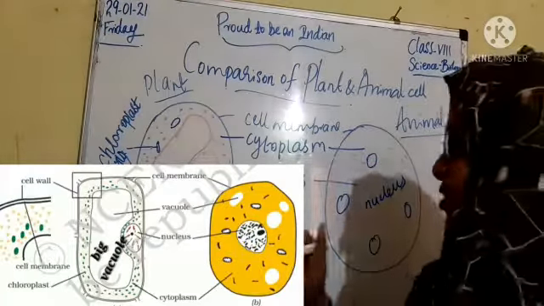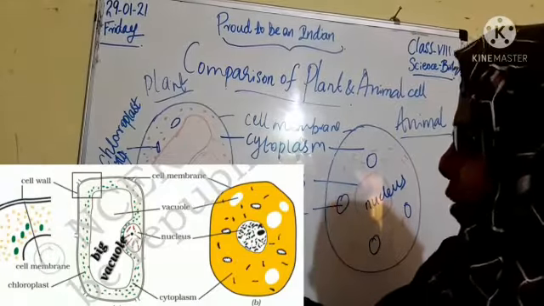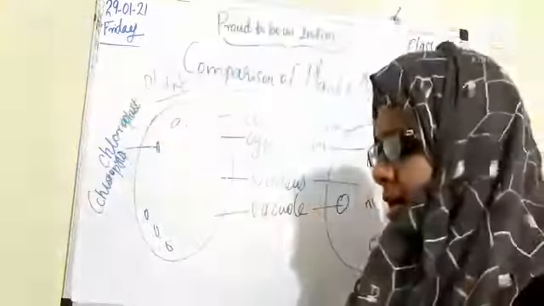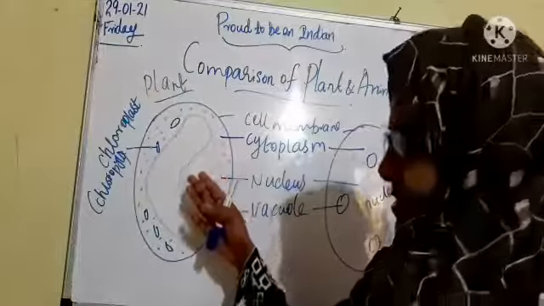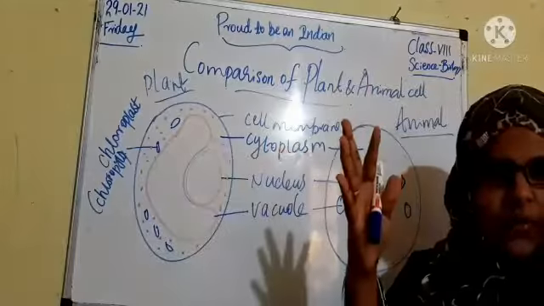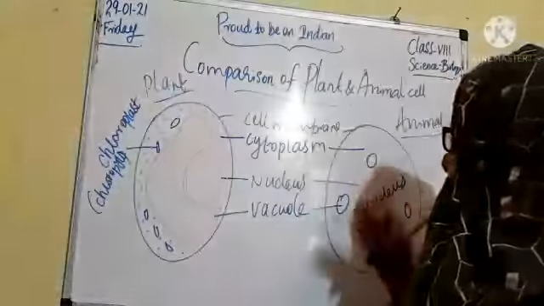Number of vacuoles we can see in animal cell. But in plant cell, only one vacuole, but it is very big in size. Okay, understand? So students, next we can check about the nucleus. Like cell membrane, nucleus also has a protection, a cover that we call nuclear membrane. Inside we can see the nucleus.